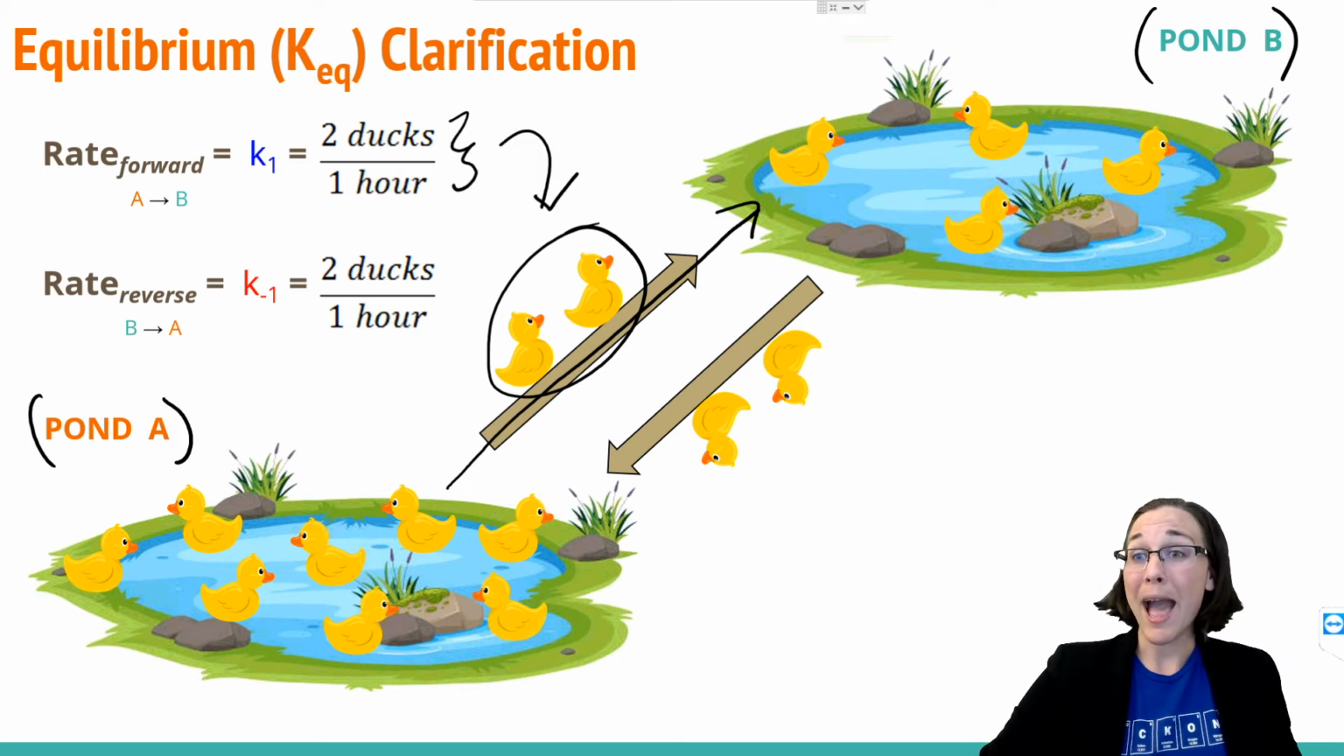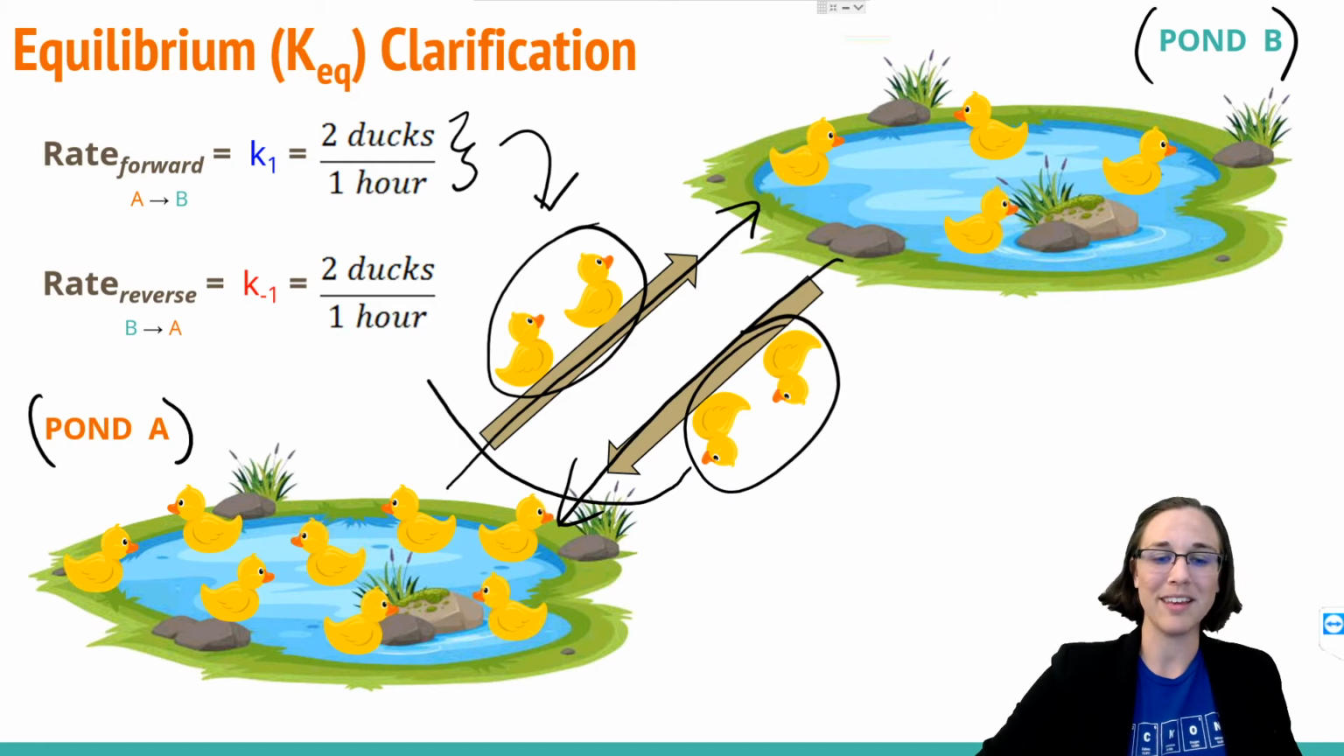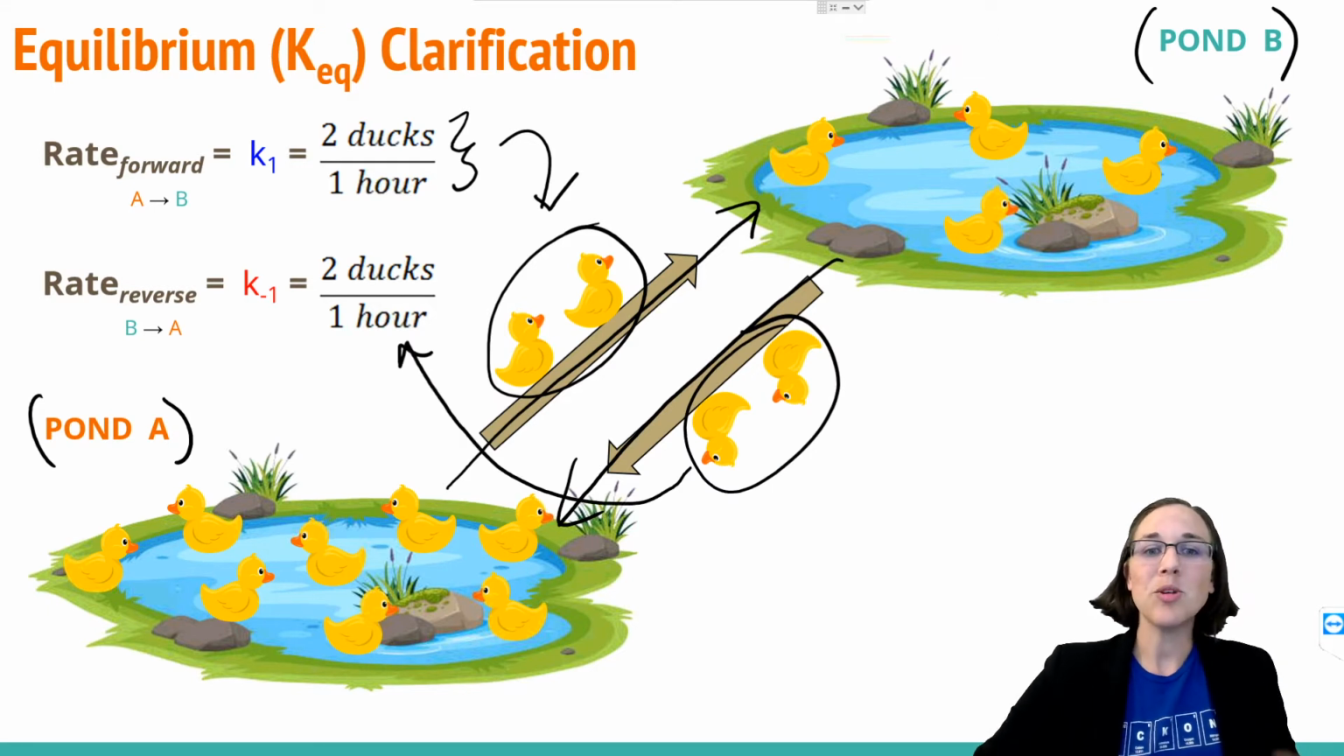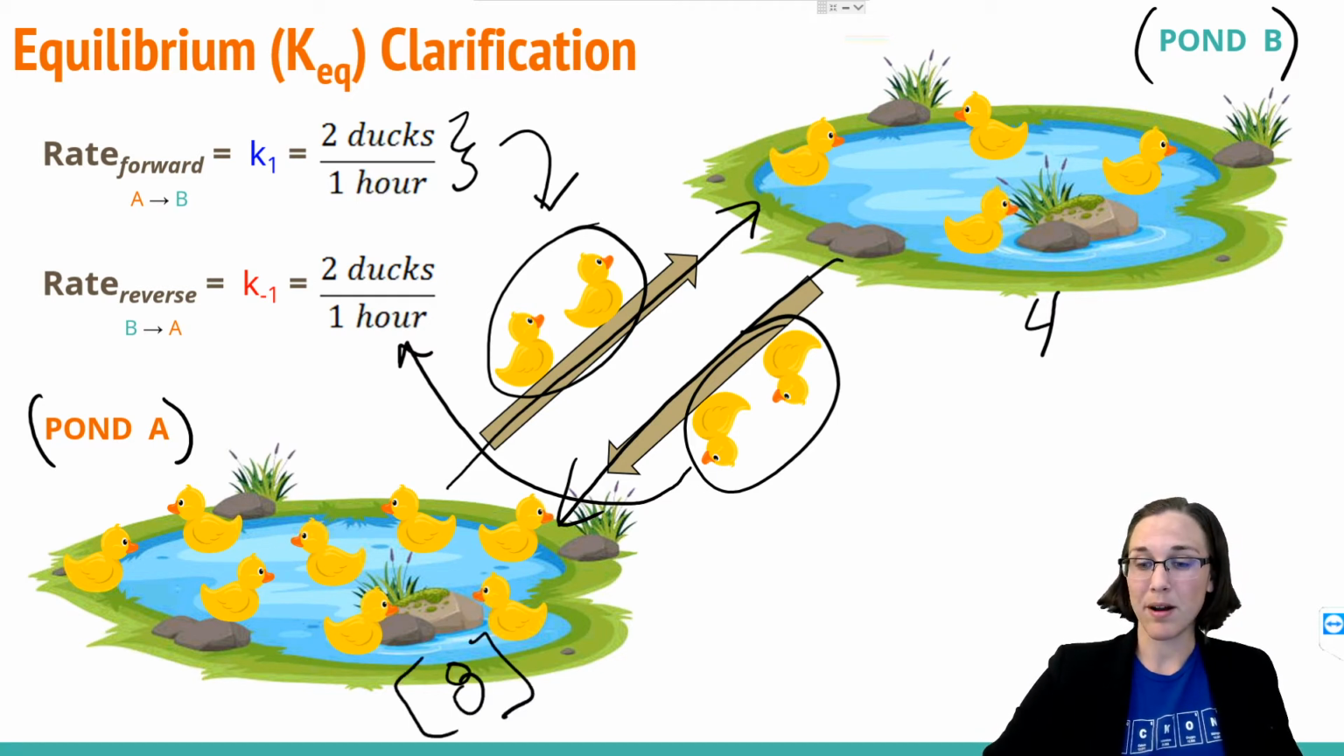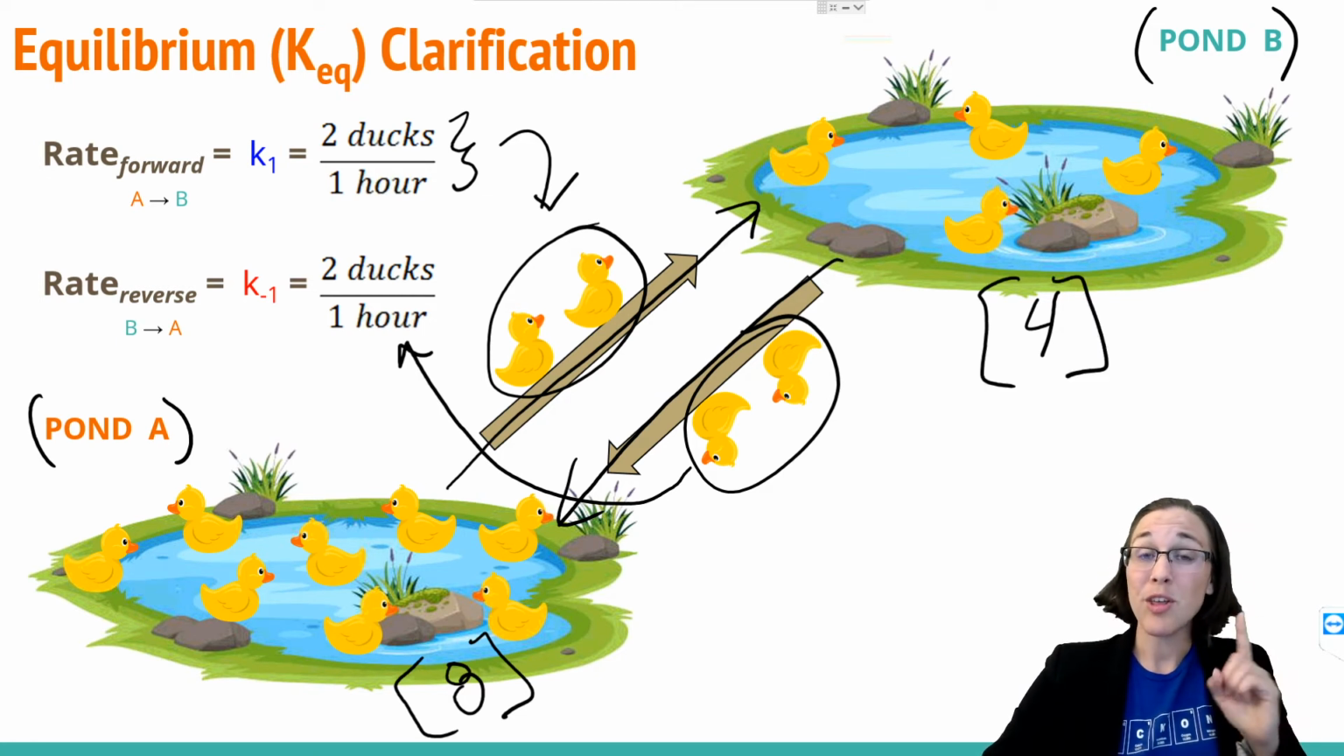And to go back from pond B to pond A, we also have 2 duckies waddling their way on over per hour. So their rates are the same. However, let's take a look at the concentration of duckies. In pond B, we have 4 duckies, and in pond A, we have 8 duckies. So the concentration of duckies is 8 in pond A and 4 in pond B. The concentrations don't match. The rate of the duckies going back and forth does.